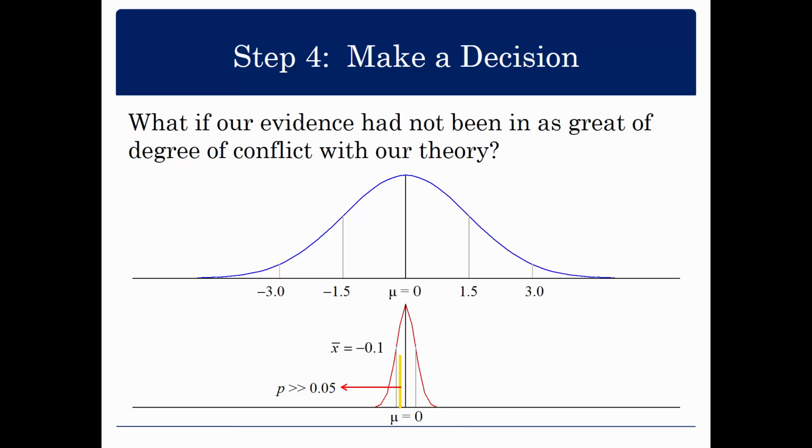In fact, it's almost 0.45, which tells us that 45% of all experiments that could be done in this way would produce a result as different as ours is from the null hypothesis. And I wouldn't be comfortable saying that this was produced by some other distribution, because it's highly likely that it came from this population.